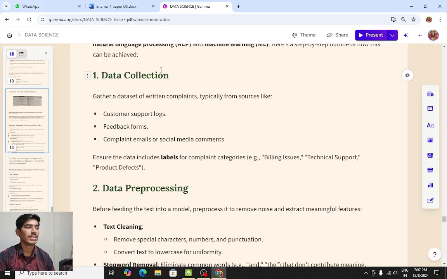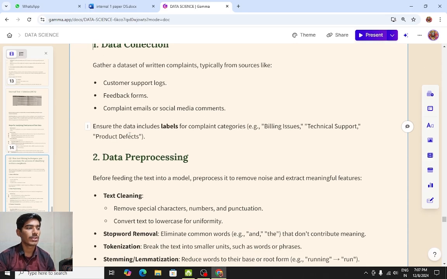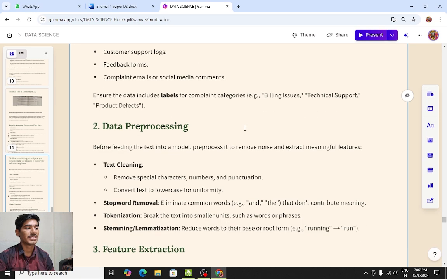The first is data collection. Gather a dataset of written complaints, typically from sources like customer support logs, feedback forms, complaint emails, or social media comments. In short, the data includes labels for the complaint categories, for example, billing issues, technical support, product defect, etc.